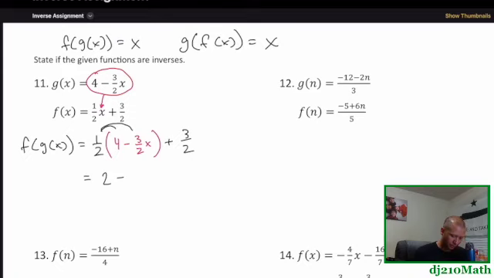Minus, so 1/2 times 3/2. 1 times 3 is 3. 2 times 2 is 4. x plus 3/2. All right, I can already tell you that looking at this, it is not going to equal x, right? Because we want to see that it equals x. So right away, I can combine like terms, but this will not be x. So right away, this is not inverses. There's no way.